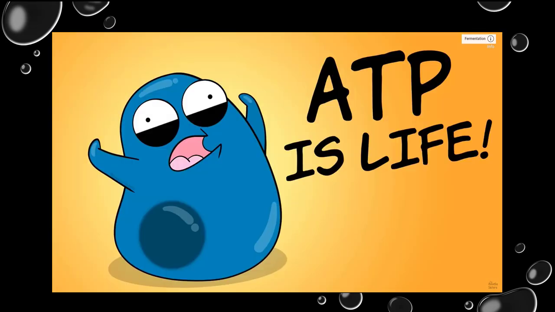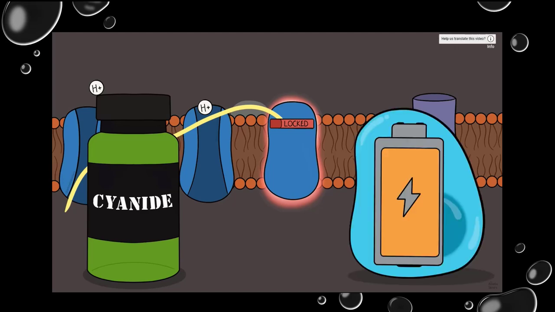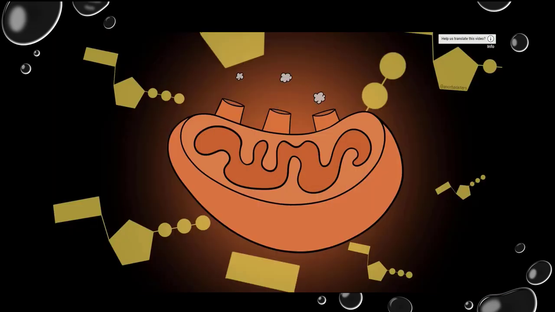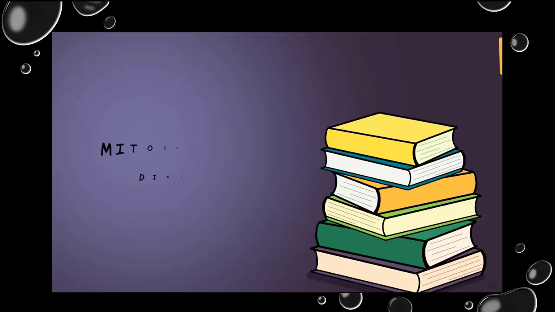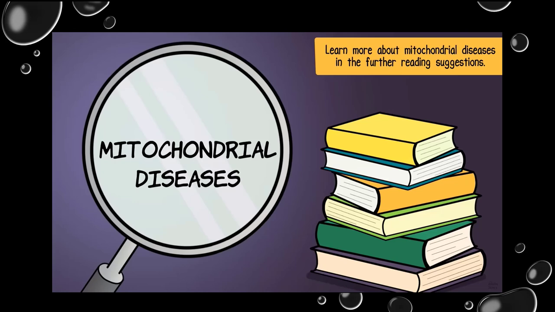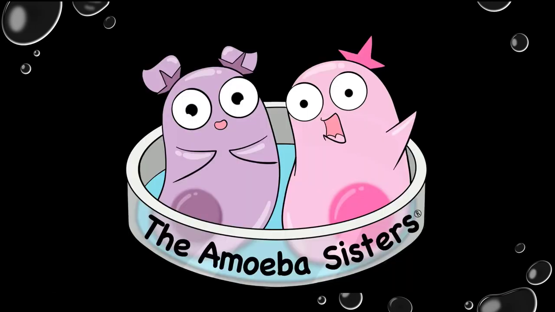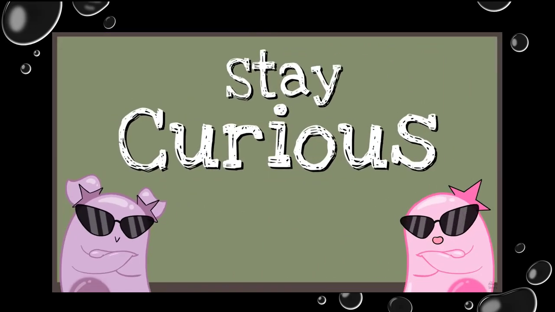We can't emphasize enough how important the process of making ATP is for cells. For example, cyanide, which is found in some rat poisons, can block a step in the electron transport chain, which would block ATP production. A poison that prevents ATP from being produced can be deadly. With the important role that mitochondria have in ATP production, there is also a demand for increased research on mitochondrial diseases. We are confident that the understanding of how to treat these diseases will continue to improve as more people like you ask questions. Well, that's it for the Amoeba Sisters, and we remind you to stay curious.